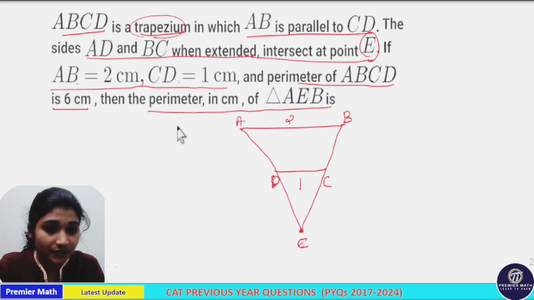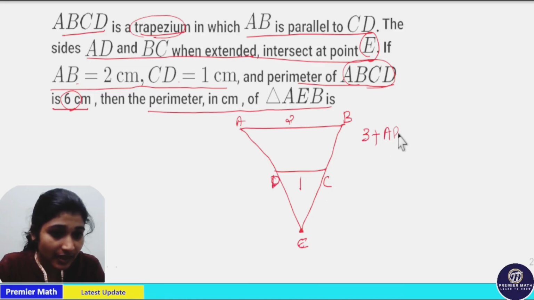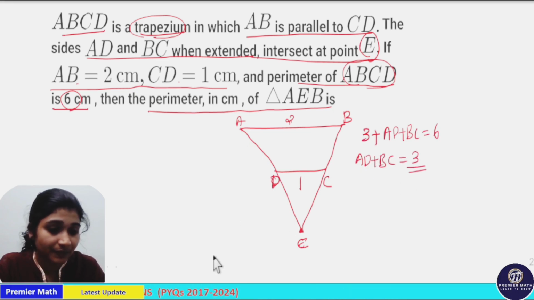Now here the perimeter of ABCD is equal to 6 centimeter. So the perimeter of ABCD is 6 centimeter, means here 2 plus 1 is 3. So 3 plus AD plus BC is equal to 6 centimeter, which means AD plus BC is equal to 3 centimeter.